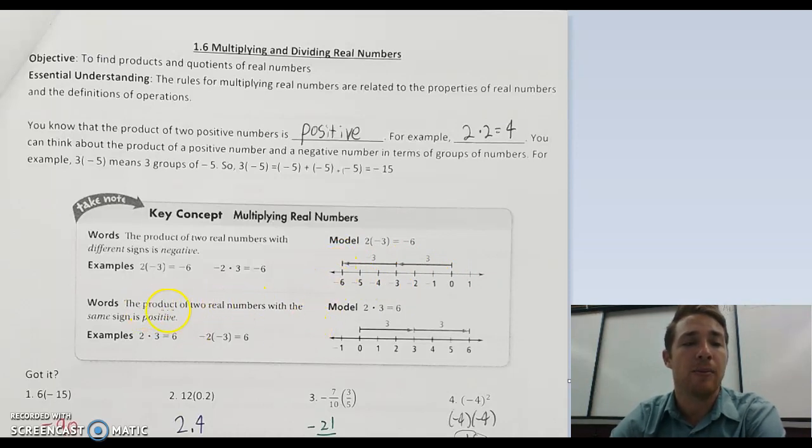If I use two numbers of the same sign, and notice it just says same sign, doesn't mean it has to start out both positive, that result's always going to be positive. So if I use 2 times 3, that's going to be 6. Those are both positive. Negative 2 times negative 3 is 6 also because those have the same sign, even though in this case they're both negative. So you can see that in our model. Again, if I have two groups of 3, I have 6.